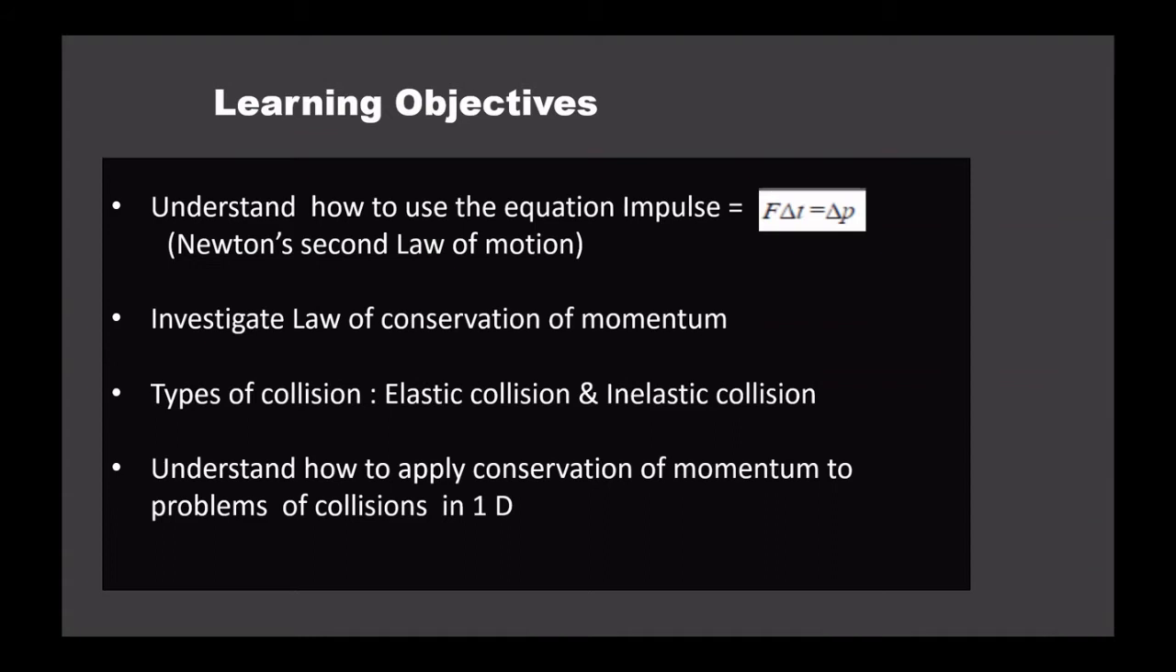In today's class, the major learning objectives that we are going to cover are: you'll be able to understand how to use the equation impulse is equal to F delta t, which is equal to delta p, in accordance with Newton's second law of motion. You'll be able to investigate the law of conservation of momentum and the two types of collision, elastic and inelastic. And be able to understand how to apply conservation of momentum to problems of collisions in one dimension.